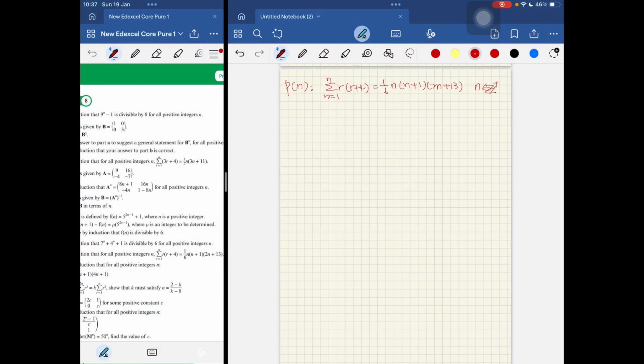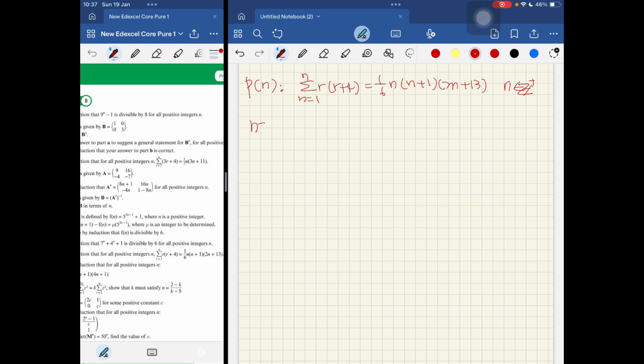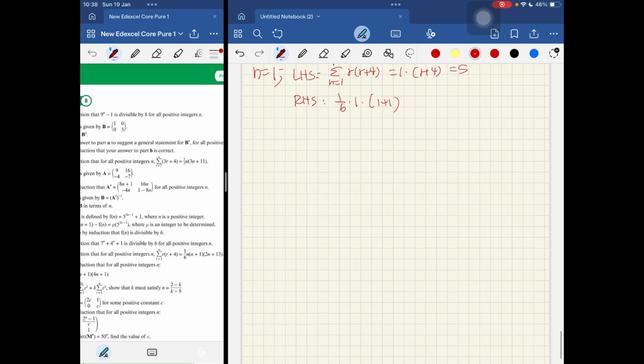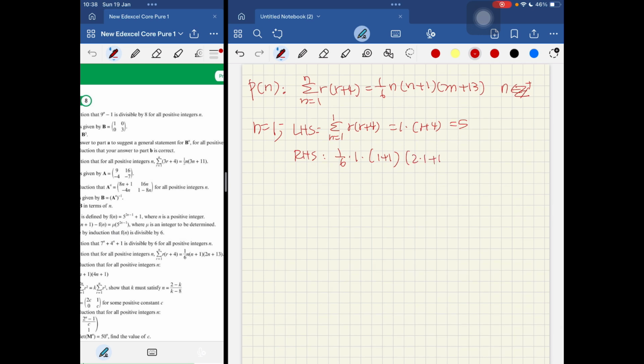So here, n equals 1. LHS: sigma r equals 1 to 1 of r(r plus 4) means 1 times 1 plus 4, which is 5. RHS: 1 over 6 times 1 times (1 plus 1) times (2 times 1 plus 13), which is 1 over 6 times 1 times 2 times 15, which is 5. So LHS equals RHS, therefore true.